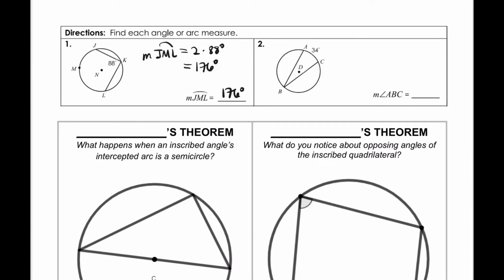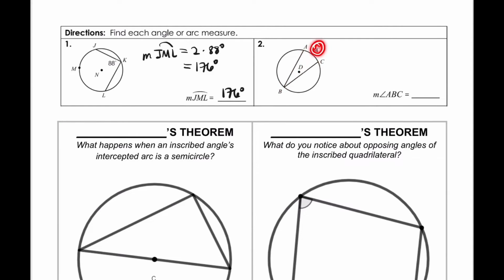All right. So this next one's not too bad either. I see this piece is 34, right? So what I want is to find the measure of ABC. Where is ABC on this picture? It's right here. This is the angle I want, angle A to B to C, okay?